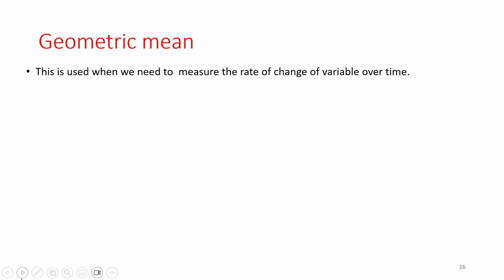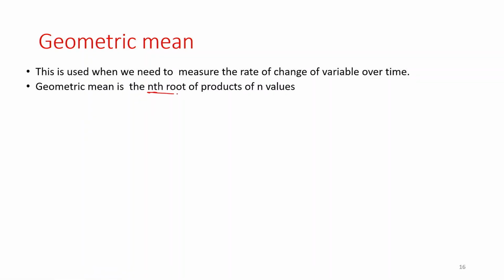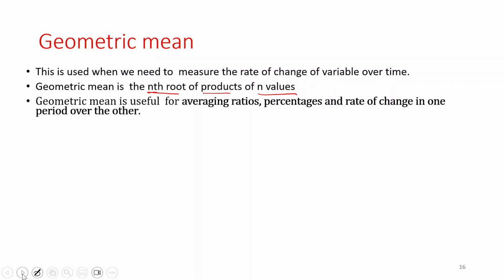Now we go to geometric mean. This is used when we need to measure the rate of change of a variable over time. Geometric mean is the nth root of the product of n values. So by definition, this is what geometric mean is, and this is useful for averaging ratios, percentages, and rates of change in one period over the other. In such situations, we use geometric mean. We will take an example also.